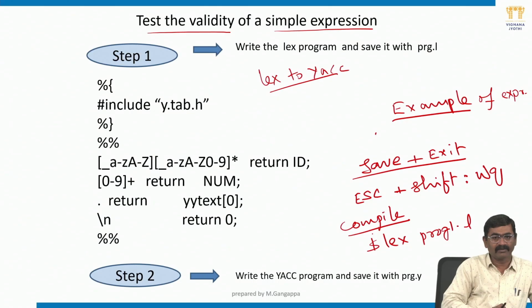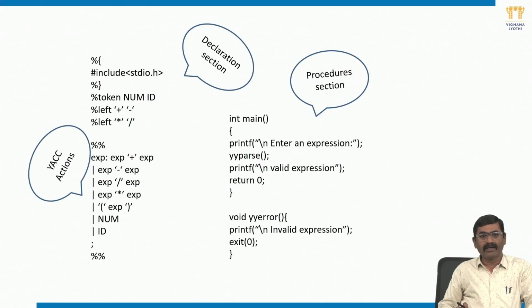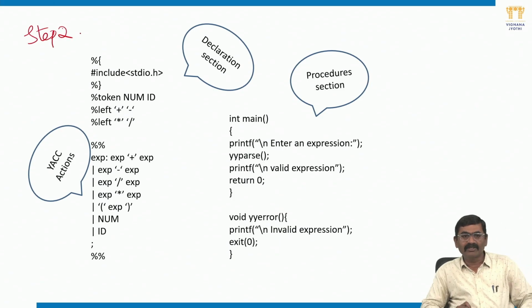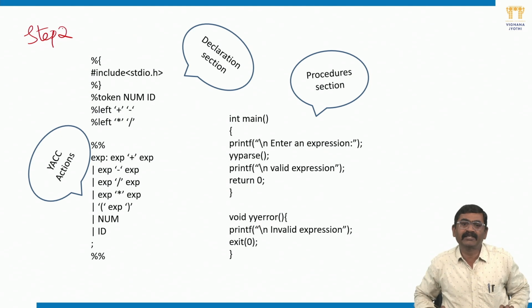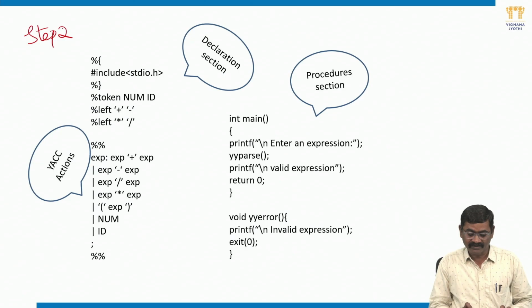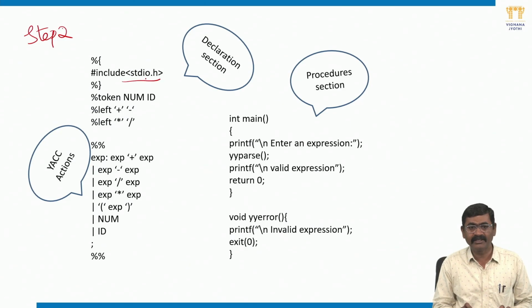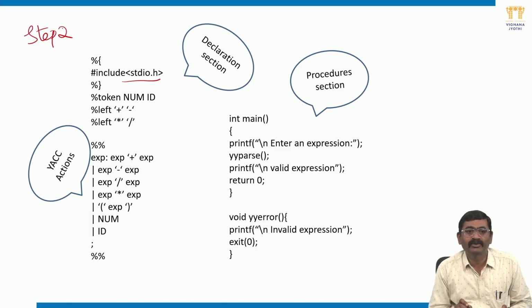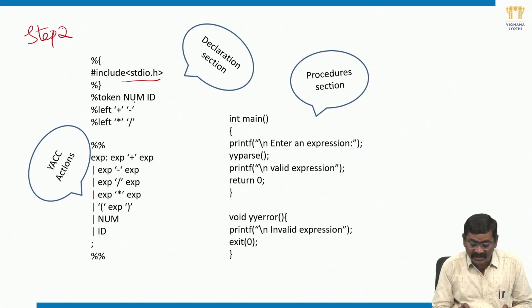I will explain that YACC program. This is step number 2: we should write the YACC program. In the YACC program, as I already explained, there are 3 sections: the declaration section, the YACC action rules section, and the last section is the procedure section, right? In the declaration section, we can declare the header files as well as tokens. The header file required for our program is stdio.h, and the tokens required to validate our arithmetic expression are number and ID.